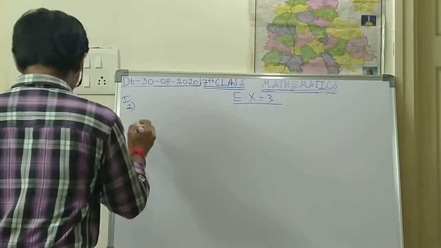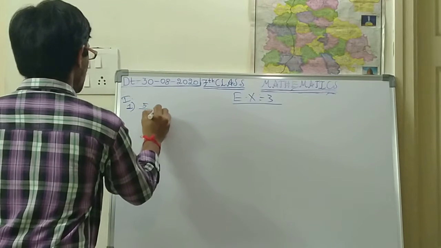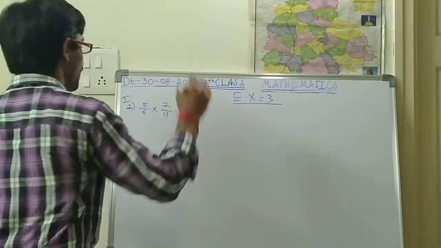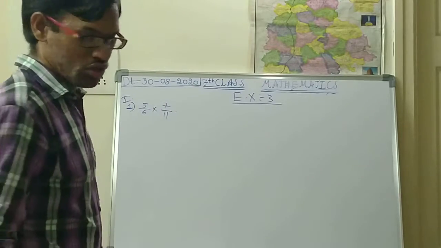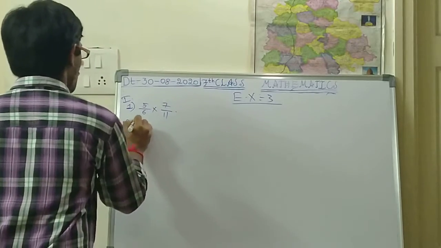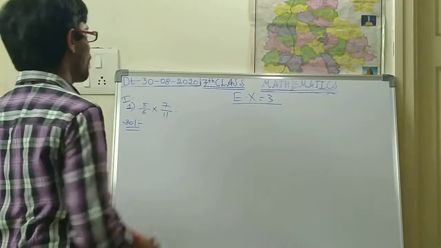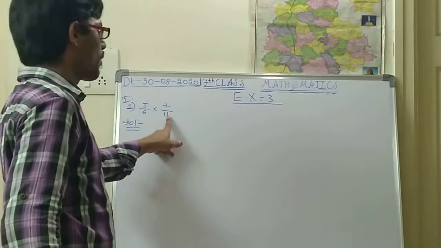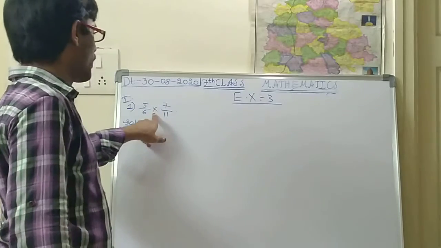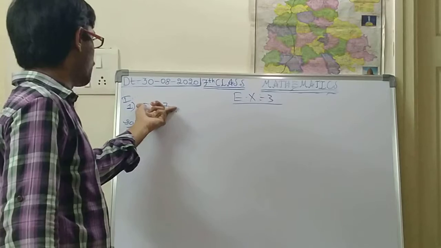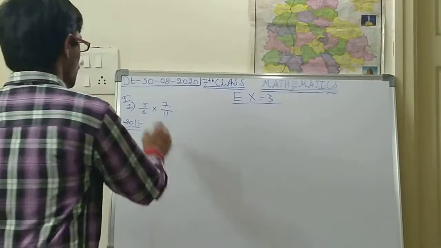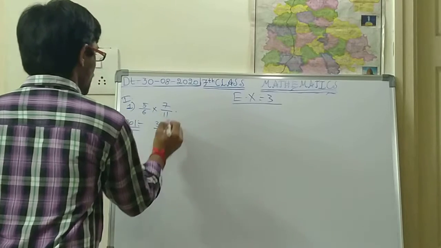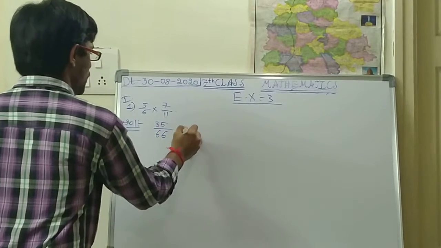So first one, 5 by 6 into 7 by 11. You should find this product. How should you find this product? 5 by 6 into 7 by 11 means numerator into numerator, denominator into denominator only. Here multiplication is numerator into numerator, denominator into denominator. So 5 sevens, how much? 35 by 6 elevens, 66. So this is the answer.